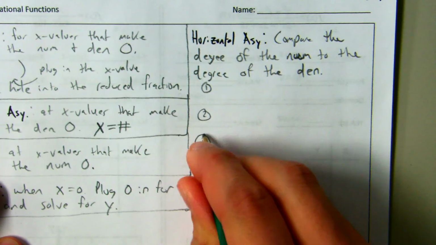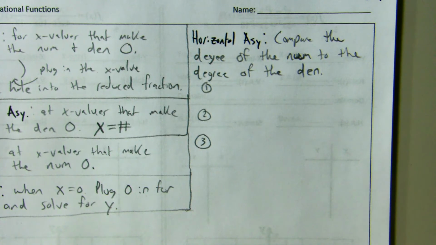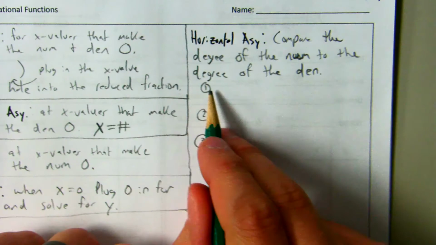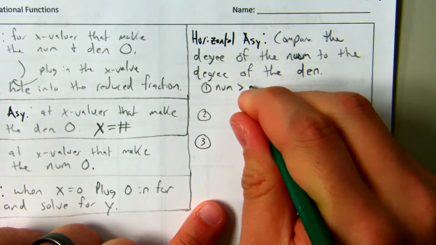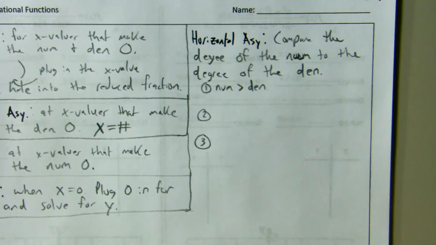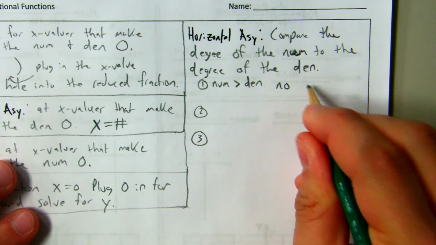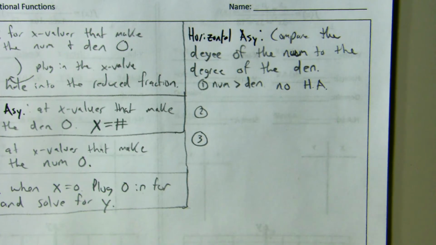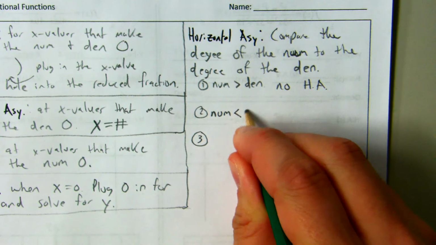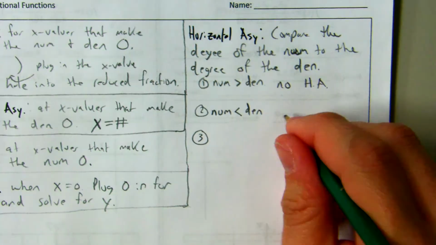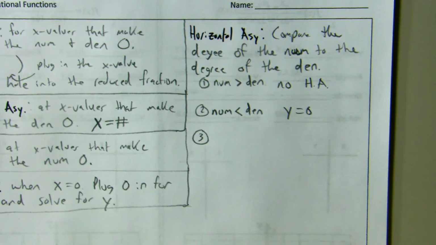After we practice this one for a minute, I will give you a moment to go back and adjust your notes and add stuff to them and reword them so that they're more useful to you. But first, let's say that the degree of the numerator is bigger than the degree of the denominator. In that case, you have no horizontal asymptote. If the degree of the numerator is less than the degree of the denominator, the horizontal asymptote is y equals 0.